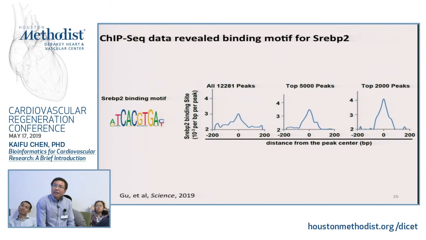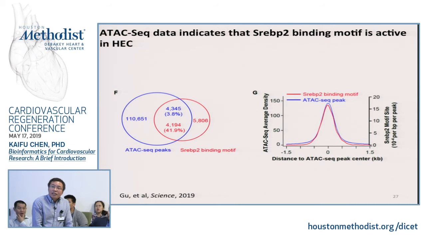Next, we utilized the data, and GA in my group defined a binding motif for SRBP2 based on this public ChIP-seq data. As a verification, he found that this motif is highly enriched in the ChIP-seq enrichment peaks for SRBP2. And you can see the more stringent the cutoff we use to define the peaks, the more enrichment we observe for this motif, which means this motif is a reliable motif for the binding of SRBP2.